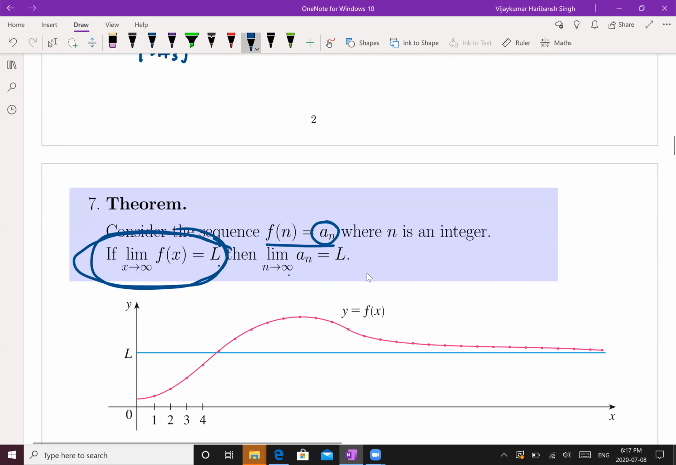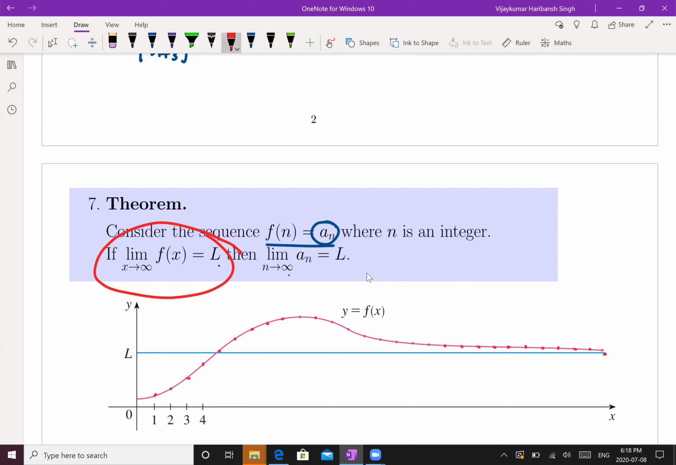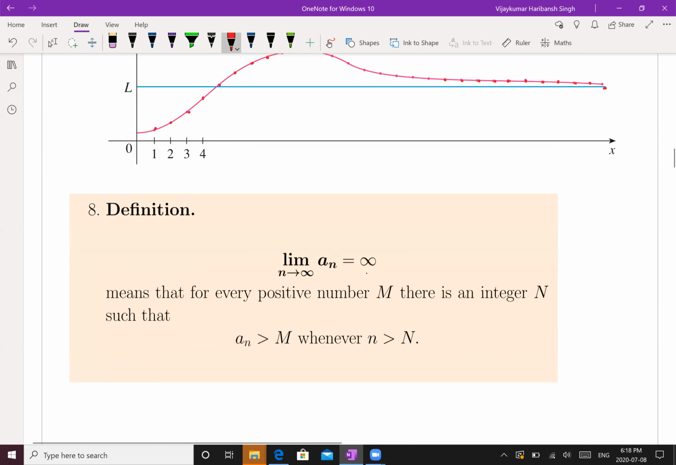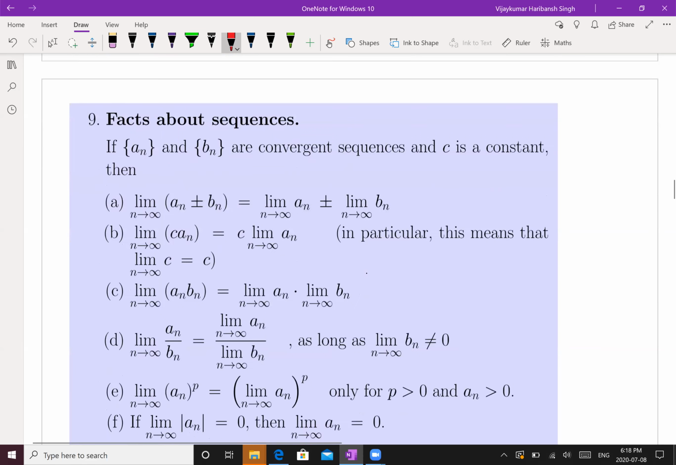So the idea is, if this is your f(x) and your f(x) converges to L, your f(x) is going closer to L. If you walk along the skeleton of it, you will also reach the same value, which is L. Now, what is the power of this? The power of this is that all the properties of limits for continuous functions can be imported here. So, for example, let's look at an example in a minute.